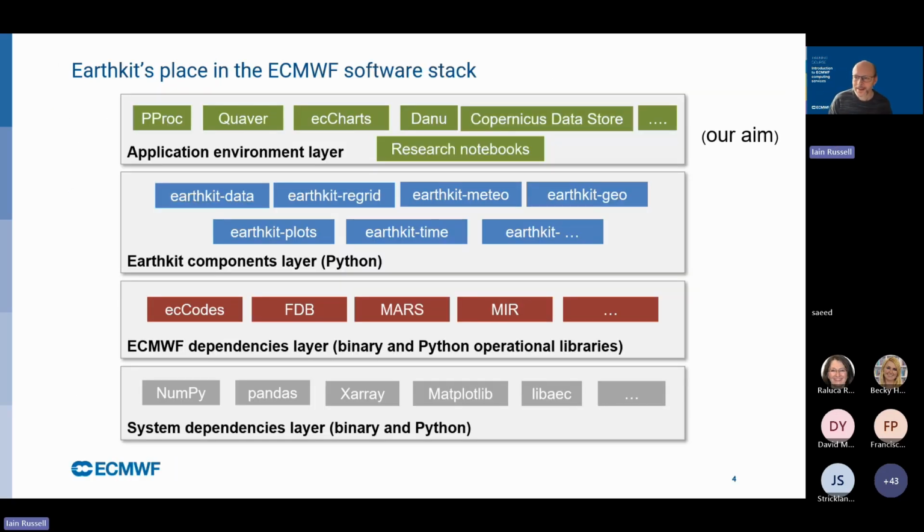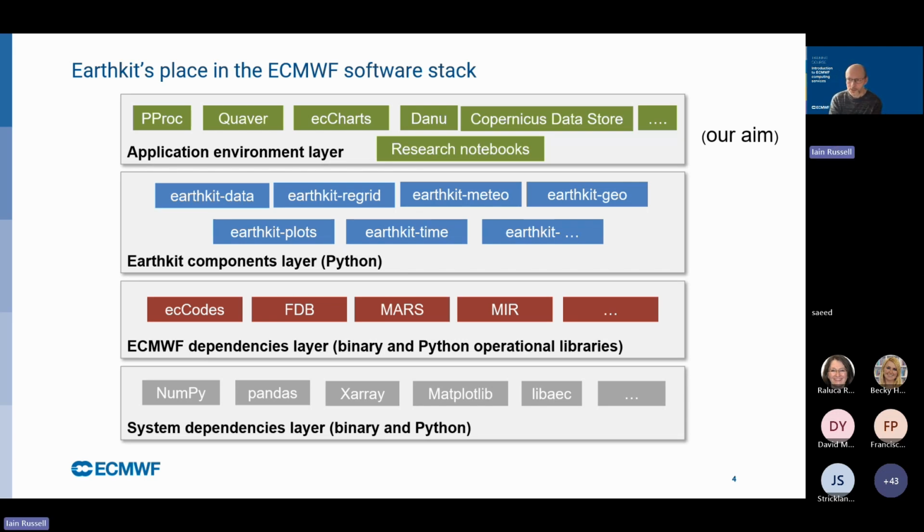So the software stack, not a bad way to visualize it here. Our aim is that the applications on the top level are basically the users of EarthKit, things like ecCharts you might be familiar with, the Copernicus Data Store, our post-processing software, our verification software, Quaver, for instance. These will all be users of EarthKit, and also researchers running their Jupyter notebooks on their laptops.